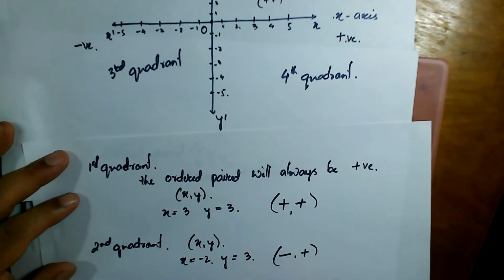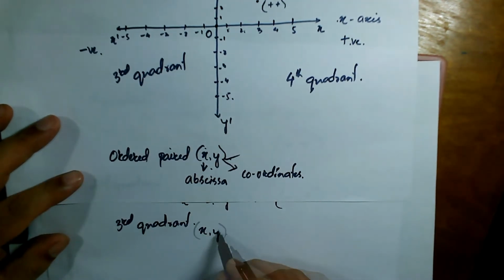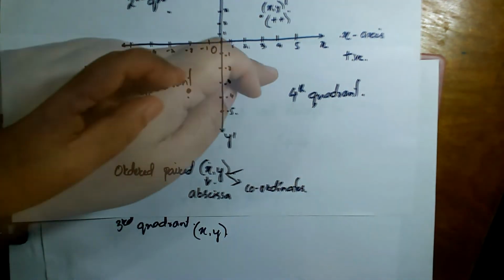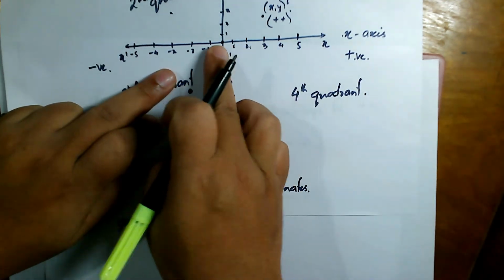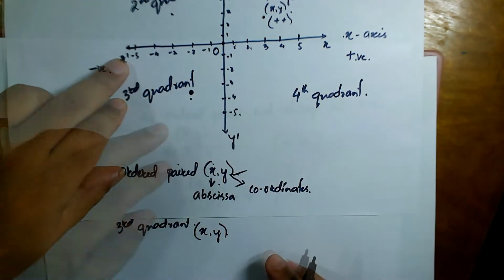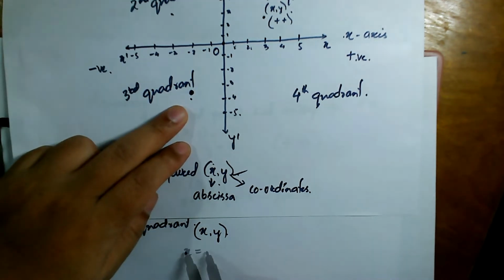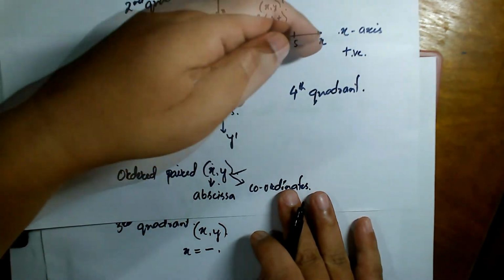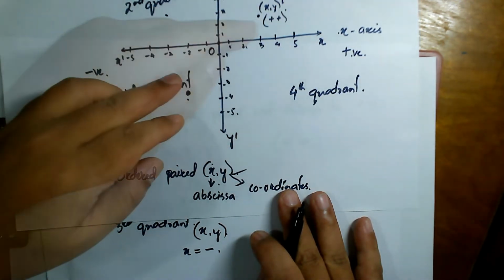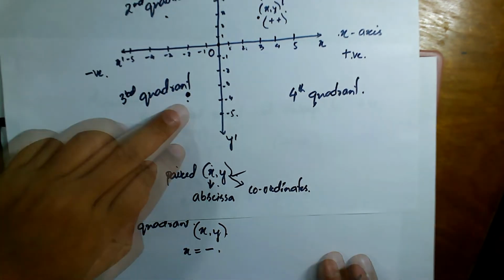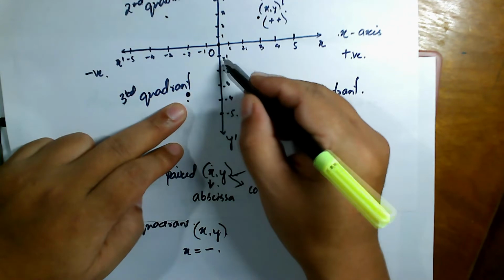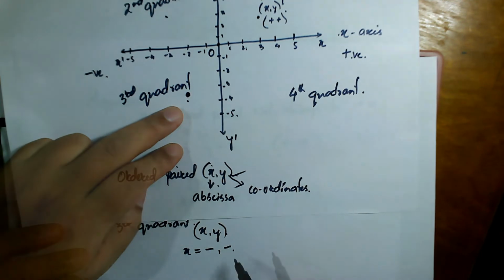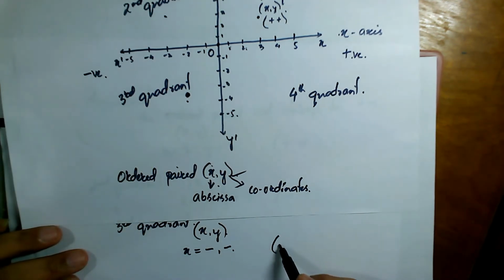And now in the third quadrant, let's say the ordered pair is x and y, and if there is a point anywhere around here, looking at the Cartesian plane, it is the opposite side of x. This is x, and the opposite side is this left side, so x will be minus. And y, since it is below the horizontal line, is always negative, so y also will be minus. So in the third quadrant it will be both minus.